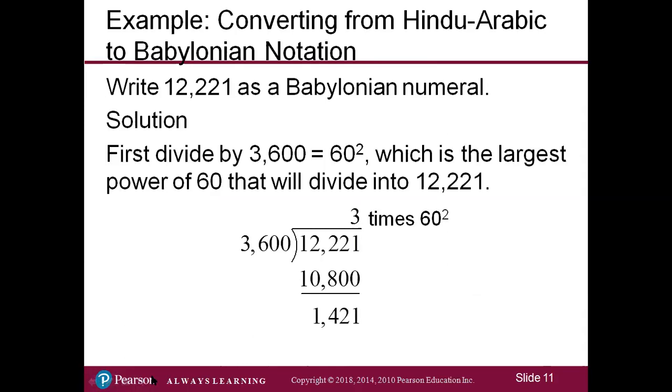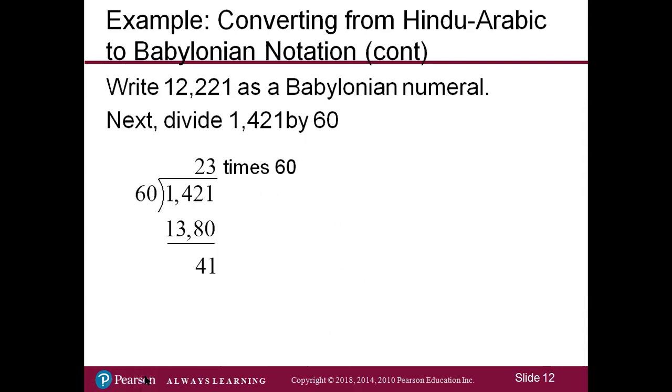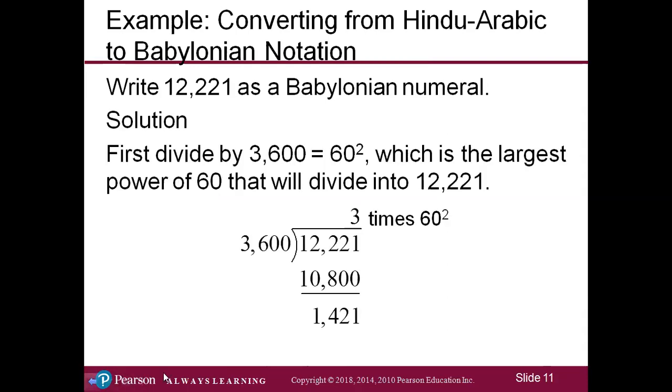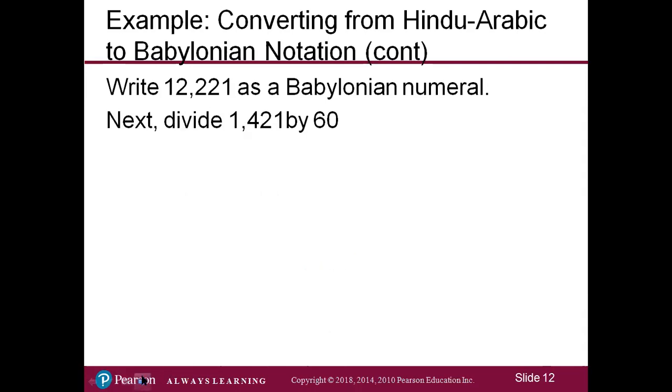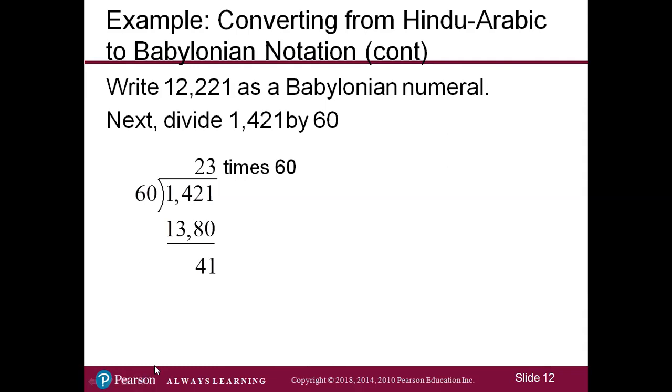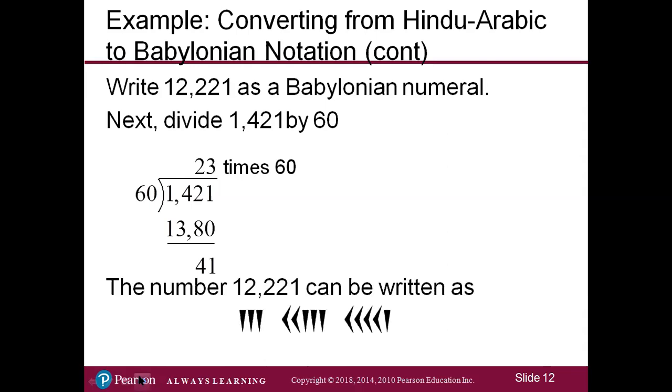Collect your numerator of 3 for your 60 squared location. It's a numerator because it's on the top, but it's a quotient. Take that top number, which is a 3, your quotient, and put it in the 60 squared location. Now take this top number, which is 23, that's your quotient, put it in your 60 place value location.